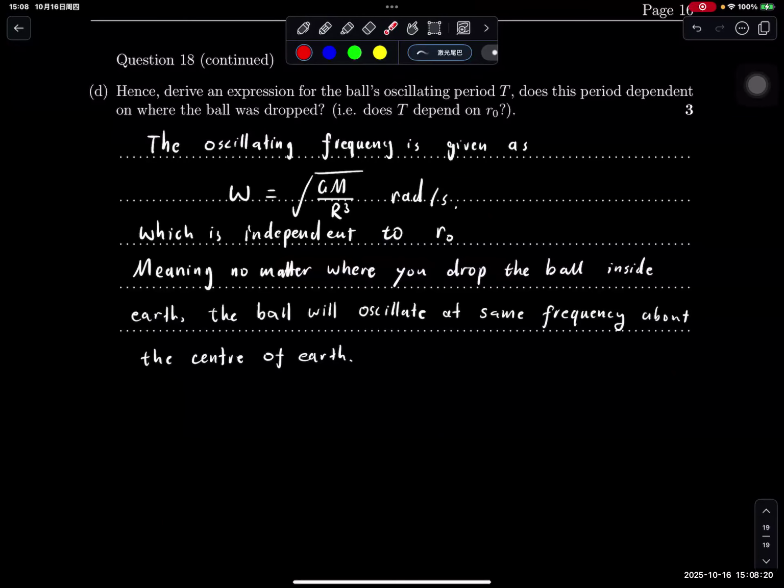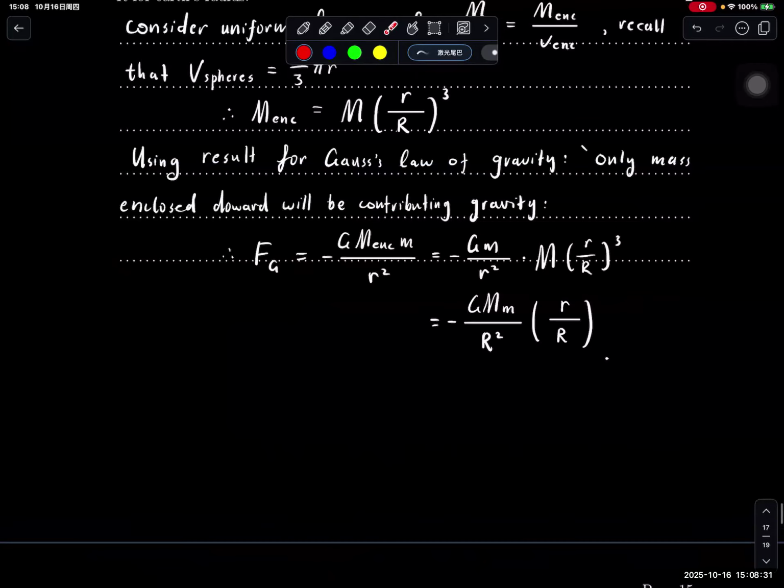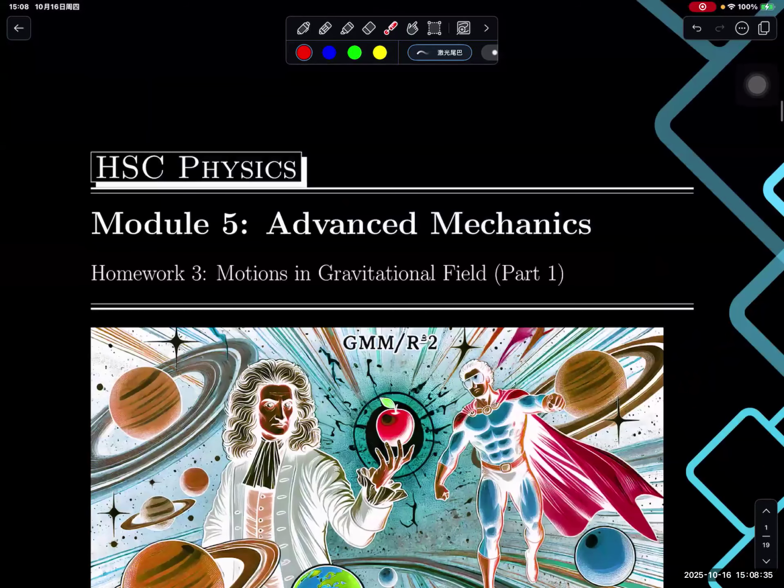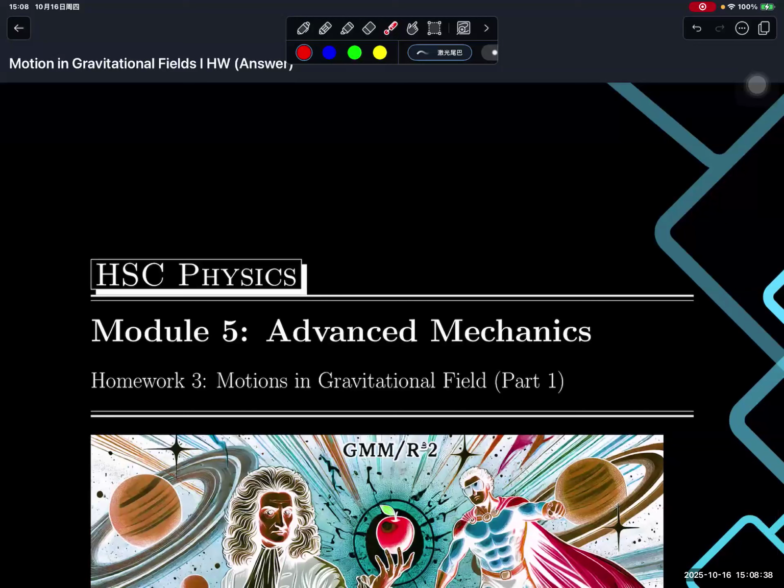Meaning that no matter where you drop the ball inside the Earth, the ball will keep oscillating at the same frequency about the center. So that is it for this week's homework. It's quite long, and especially the questions at the end are getting really crazy, but it's quite interesting.